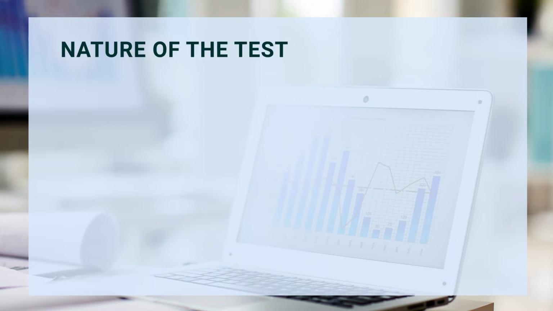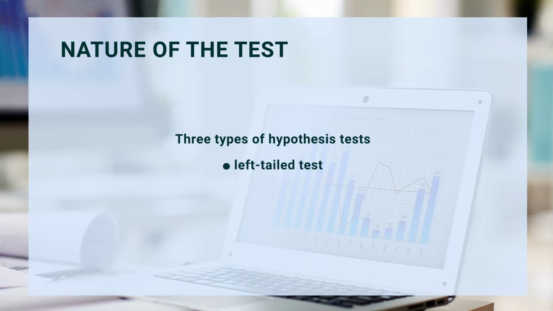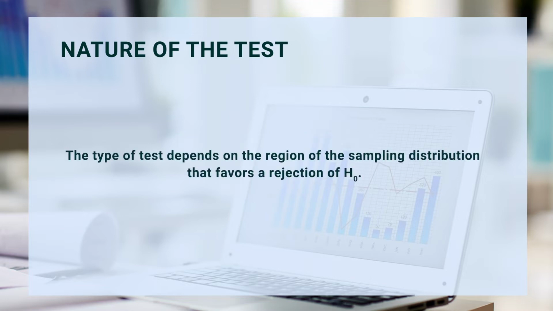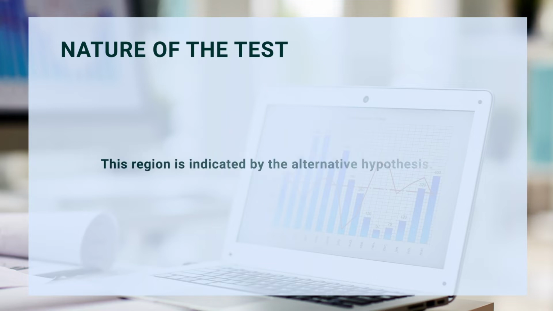Nature of test: there are three types of hypothesis tests: left-tailed test, right-tailed test, or two-tailed test. The type of test depends on the region of the sampling distribution that favors a rejection of the null hypothesis. This region is indicated by the alternative hypothesis.